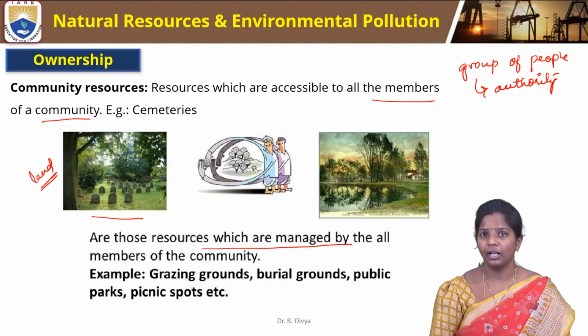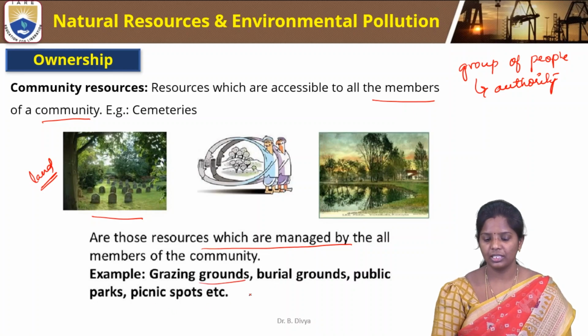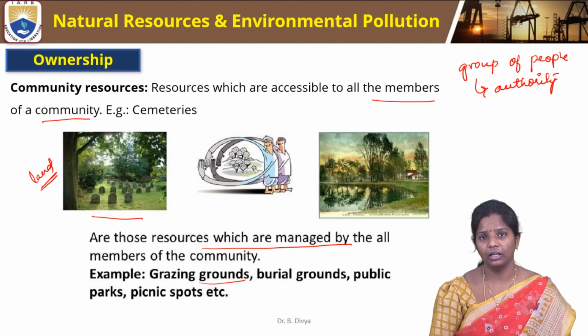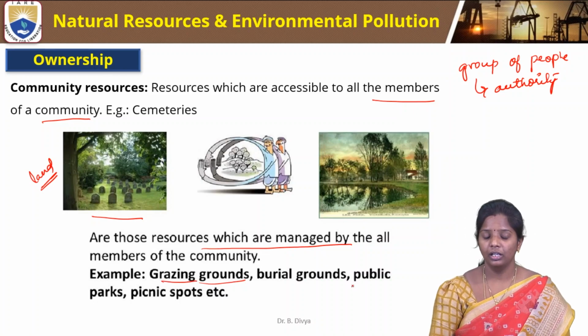So it comes under the community resource. Then there are the grazing grounds. For example, farmers use that ground for animal grazing. So that comes under community resource.